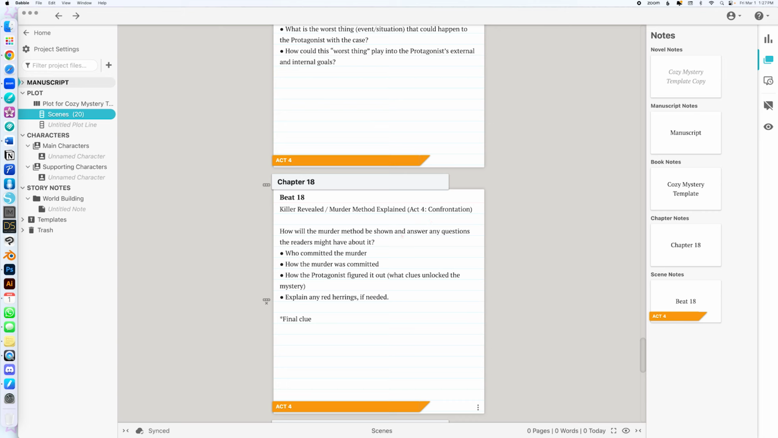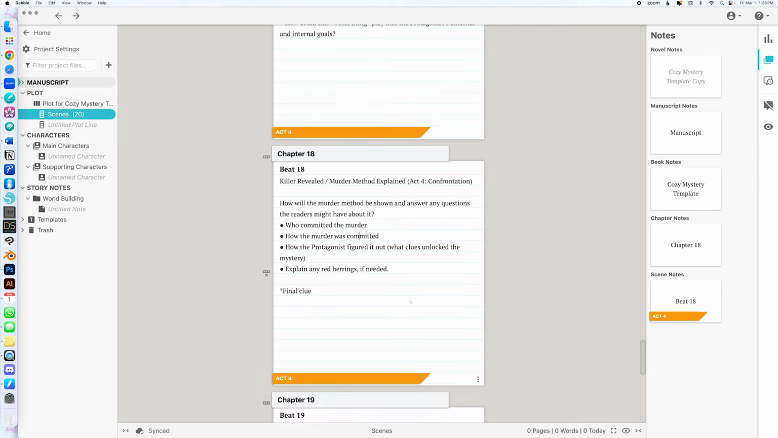So how will the murder method be shown? And answer any questions the readers might have about it: who committed the murder, how the murder was committed, how the protagonist figured it out, what clues unlock the mystery, the final clue, and explain any red herrings if that's needed, unless they're dead. So the way I like to think about this beat is, the Bond villain that takes too much time to explain what their plot was all along. This is that beat. This is the villain basically explaining everything, or the protagonist figuring everything out.